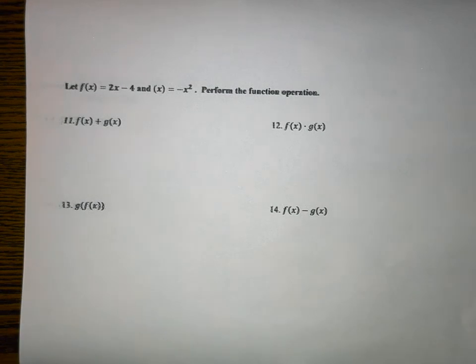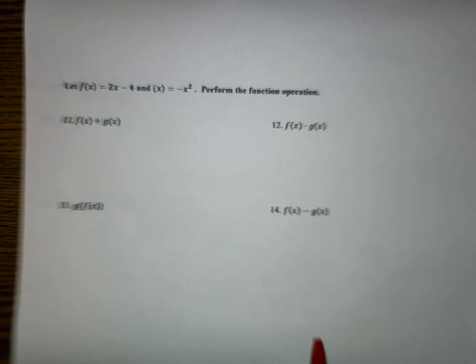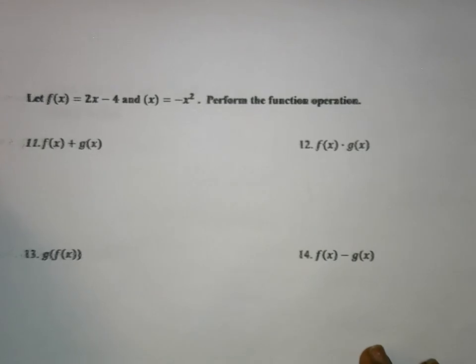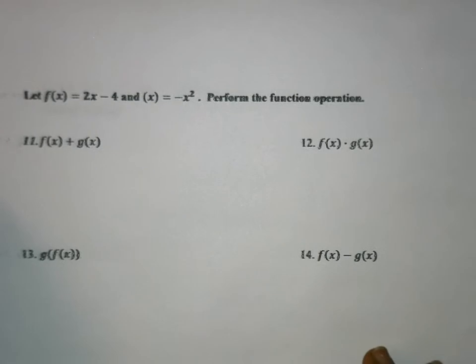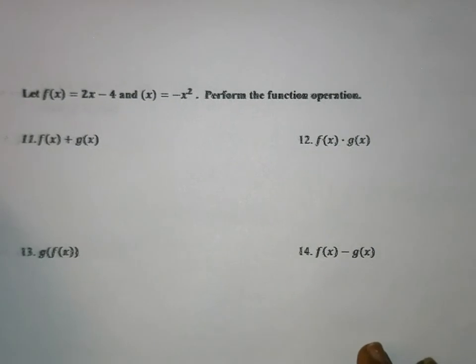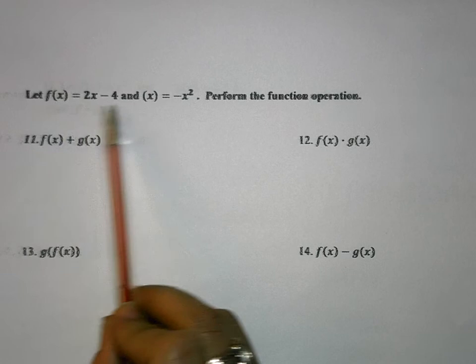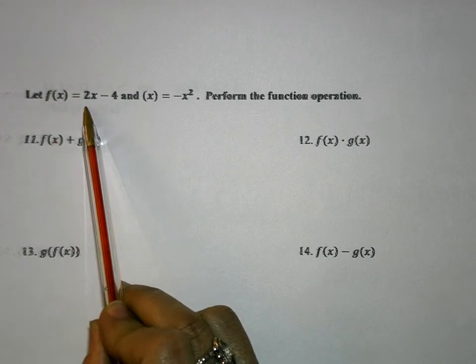So they gave us two functions. Let me zoom in a little bit more to make it a little bit more clear here. My printer wasn't working really well, so I didn't print this really nice, but you should have the same questions in your worksheet. So let f of x be 2x minus 4. So this is one of our functions, the f of x function.